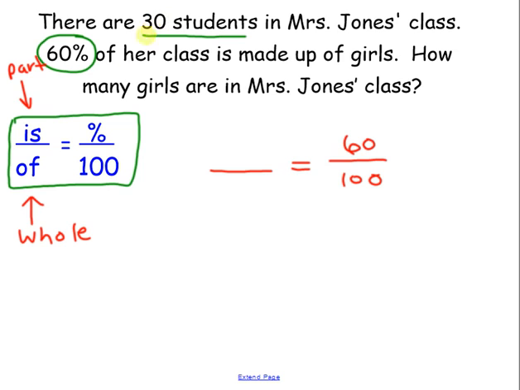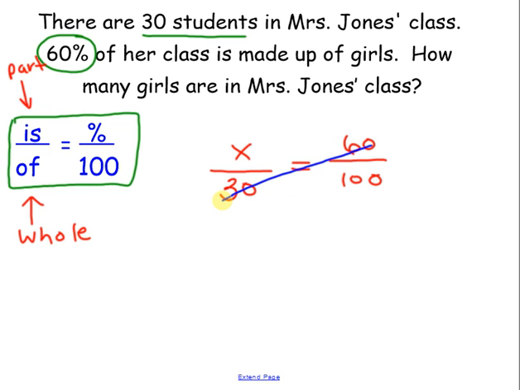Is this 30 going to be part of the class or the whole class? There are 30 students in Mrs. Jones's class. 60% of her class is made up of girls. How many girls are in Mrs. Jones's class? So, this 30 students, is that only 60% of them, or is that the whole class? If you said that's the whole class, you are correct. What we're trying to find is this part right here, which would be the girls.